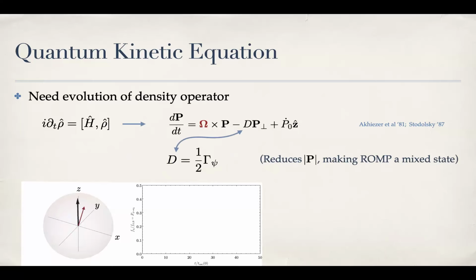All right, now let's look at this other term here. This is a damping term, which you can show is equal to basically 1/2 times your scattering rate of psi in the early universe.